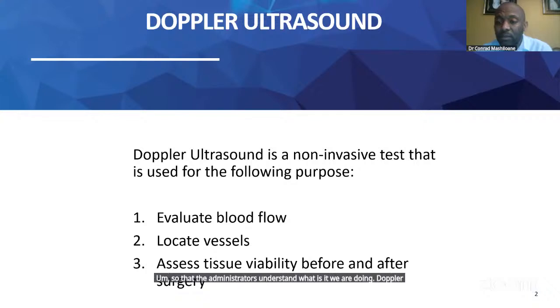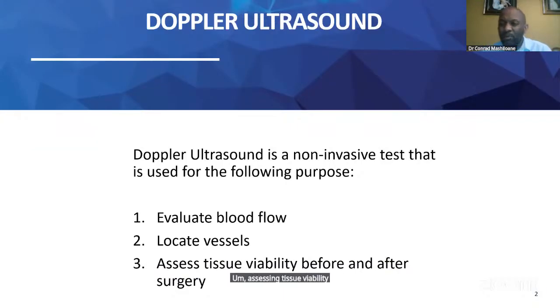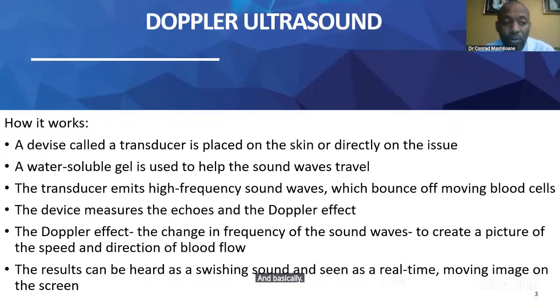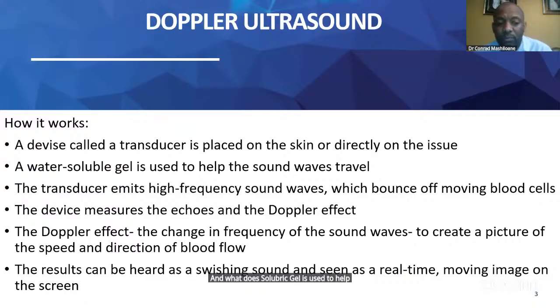Doppler ultrasound is a non-invasive test that is used for the following purposes: evaluating blood flow, locating blood vessels, assessing tissue viability before and after surgery. This is just a broad outline. Basically, we are looking at a device. We use a device called a transducer, placed on the skin or directly on the tissues. A water-soluble gel is used to help sound waves travel. And these transducers emit high-frequency sound waves which bounce off moving red blood cells.